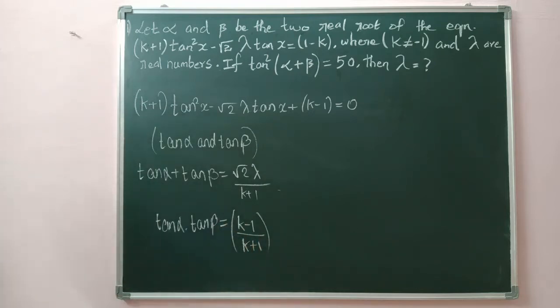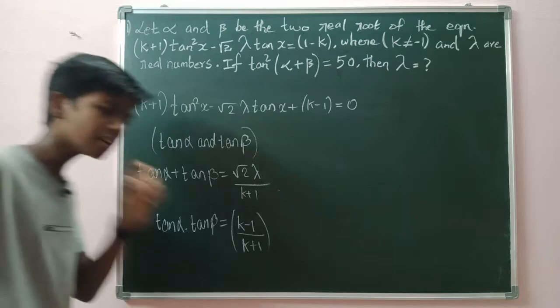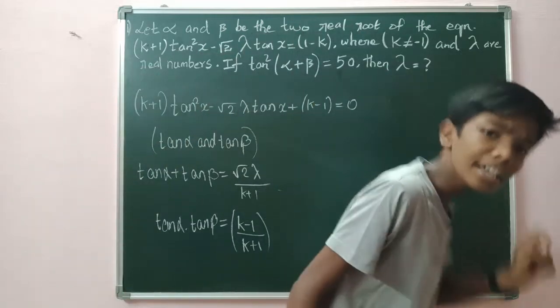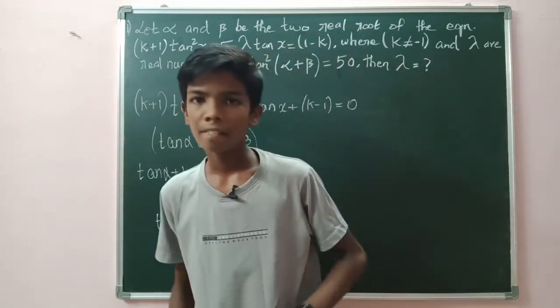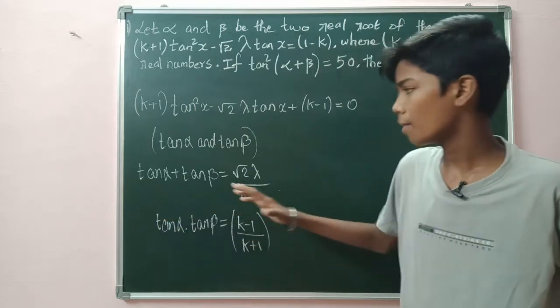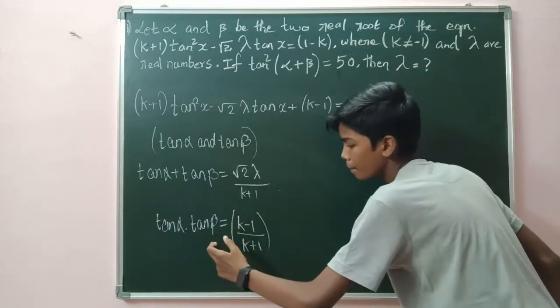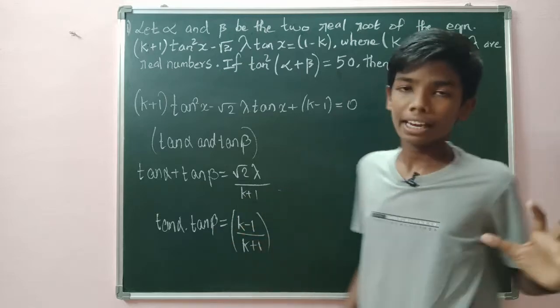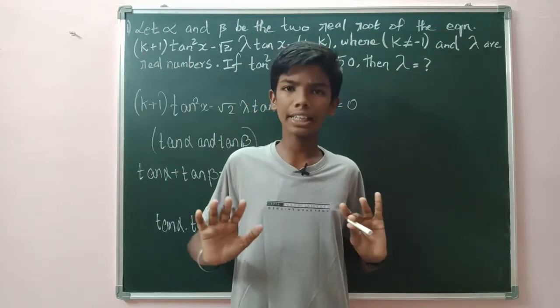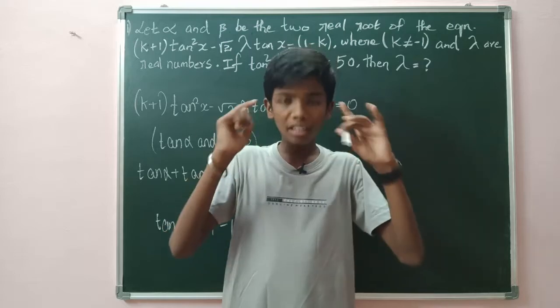So now, after this, what can I do? Think very carefully and say, if I know the value of tan alpha plus tan beta, and I also know the value of tan alpha into tan beta, what's the next step that I can do? Think carefully and say, guys, because you are supposed to think well, okay?